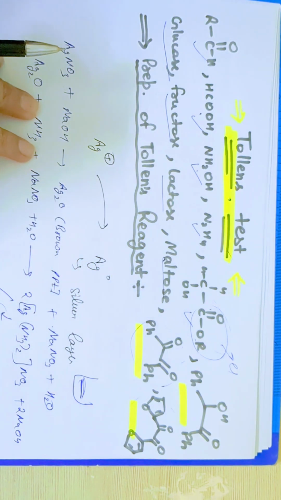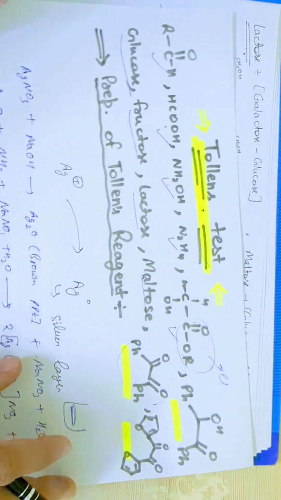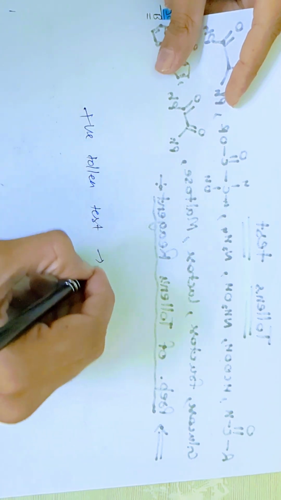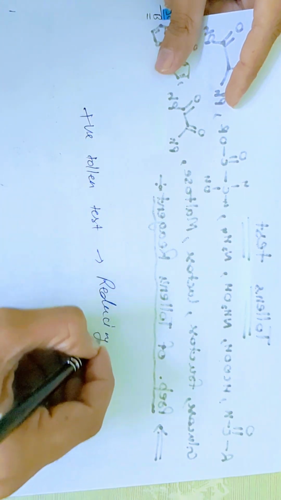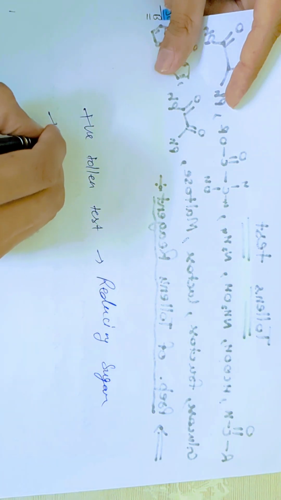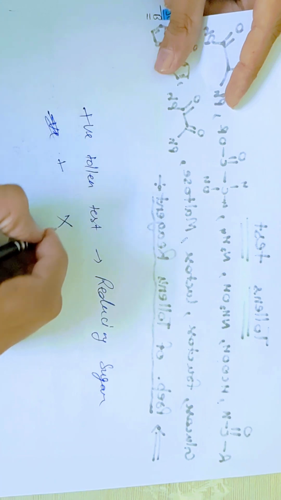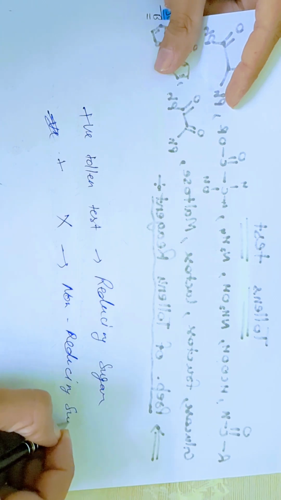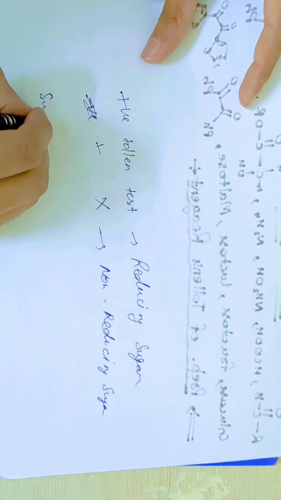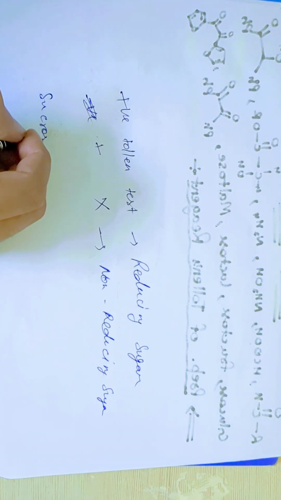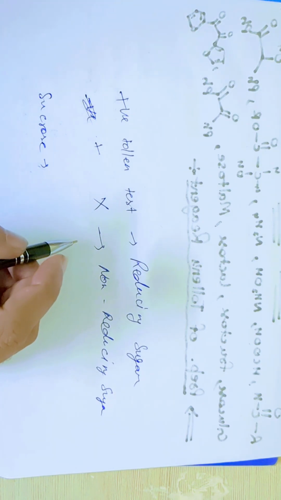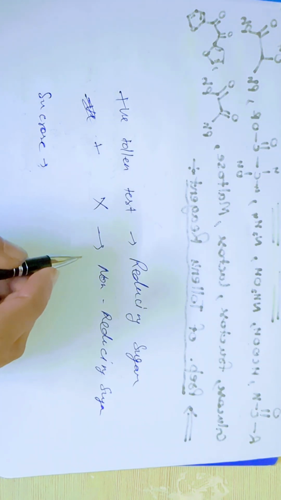Now, last, I will discuss. So let me show. These species which give positive Tollens test are known as reducing sugars. Okay, and species which do not give Tollens test will be known as non-reducing sugars. Okay, and here is the example, that is sucrose. Okay, sucrose does not give positive Tollens test because there is no hemiacetal group present on this species.